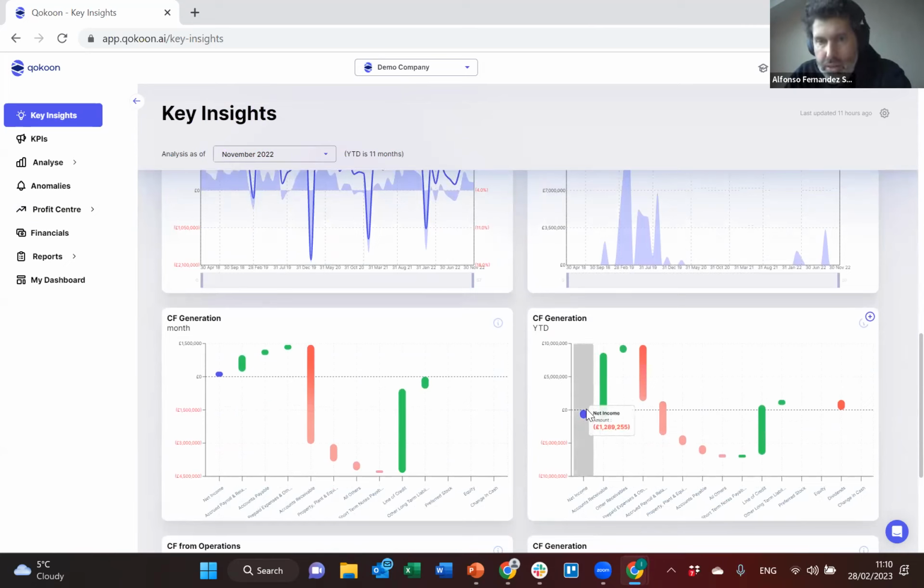This is your indirect method, net income to cash generated. First we calculate it, and then we visualize it. So you very quickly see where cash is coming in, accounts receivable, and where it is going out, prepaid expenses. Actually, prepaid expenses is related to some fraud activity that Qokoon was able to identify. But anyway, you can visualize the cash flow statement.